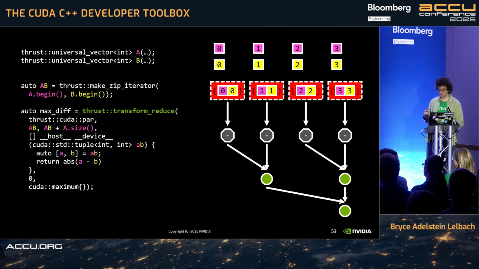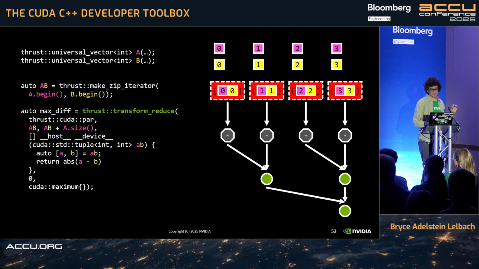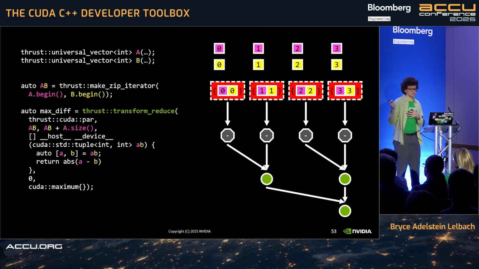Now, this pattern of transforming and then reducing is quite common and it's very powerful. So Thrust has a single algorithm called transform reduce that does the fusion with the transform iterator for you. It's equivalent to the code on the slide before, and actually that's how it's implemented internally in Thrust. So this is known as map reduce in some domains.